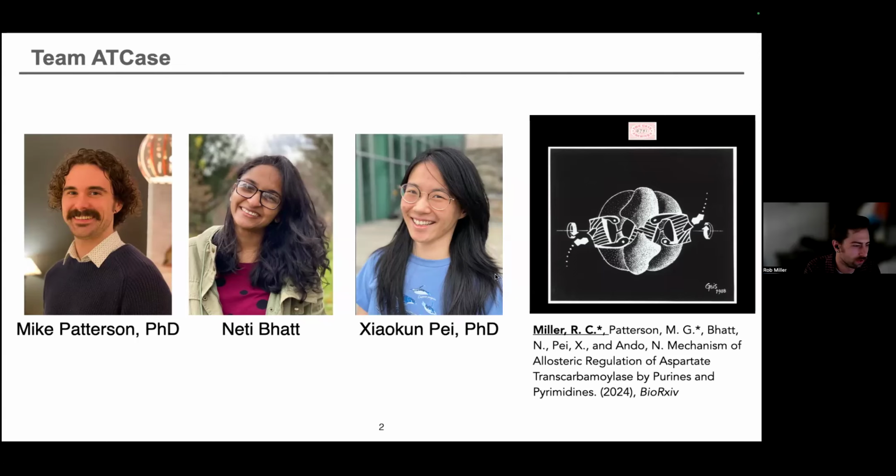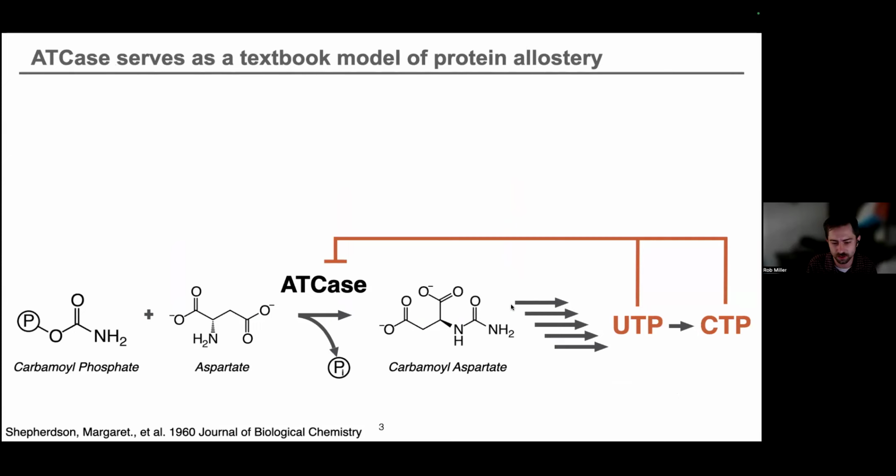But without any further ado, a little bit of background on aspartate transcarbamoylase, or ATCase, before I jump into all of our fun results. Some of you may be familiar with this enzyme, as it is quite literally a textbook example of protein allostery, serving as a paradigm of allosteric regulation since the seminal work of Monod, Wyman, and Changeux back in the 1960s. But ATCase is not only important because it serves as this paradigm of allosteric regulation, but also because it has a critical biological function, the first committed step of pyrimidine biosynthesis in all kingdoms of life.